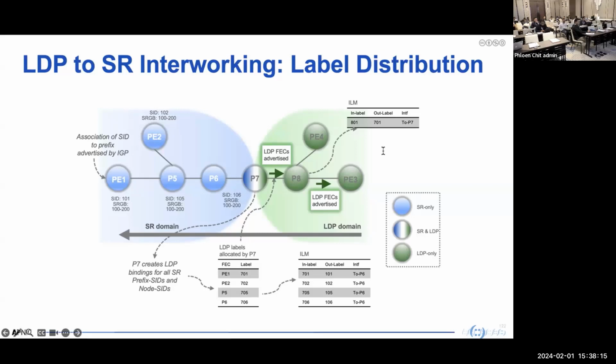To distribute the labels for destinations in the SR domain into the LDP domain, P7 needs to create LDP bindings for all SR prefix SIDs and node SIDs, then update its LFIB to use the SR labels as the outgoing label for those destinations. This is not very complex, because by default LDP will assign a label for the IGP route anyway.